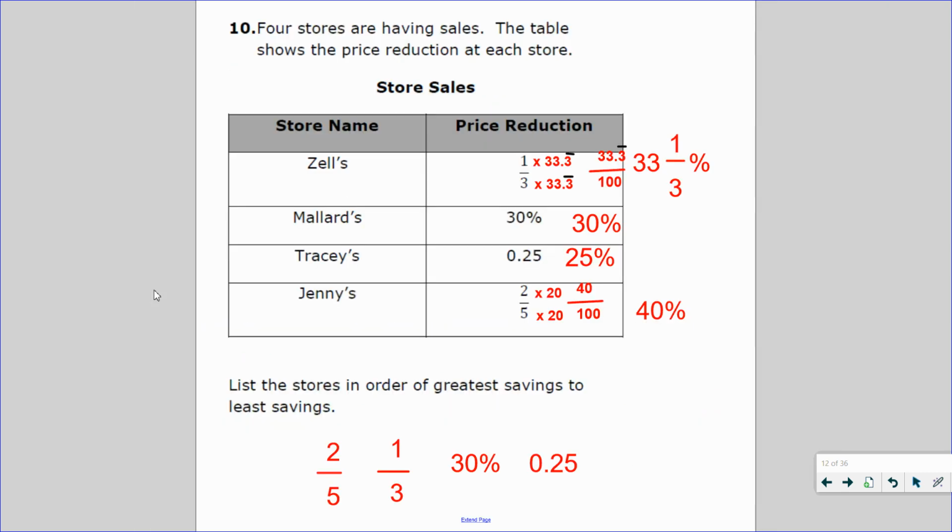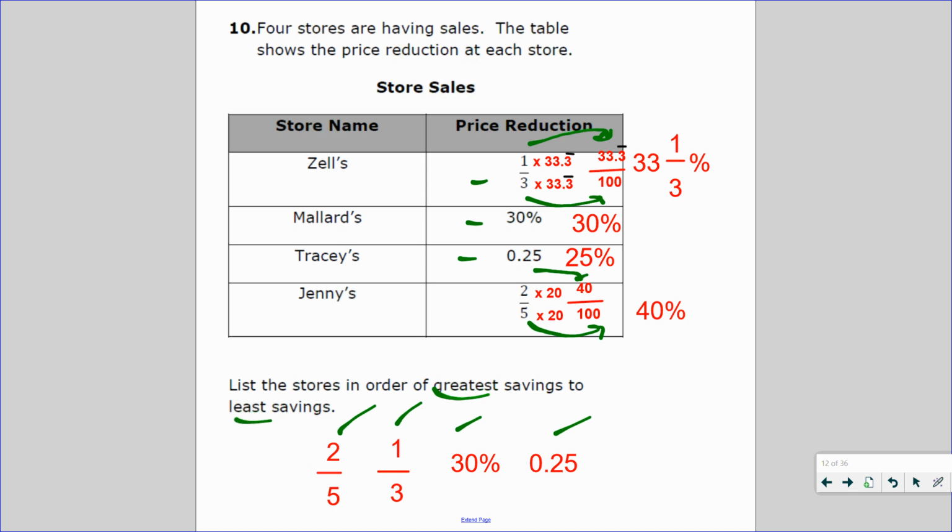4 stores are having a sale. Put them from greatest to least. Well, this is 30%. This is 25%. A third. The relationship from 3 to 100 is times 33.3 or 33 and 1/3%. And 2/5, the relationship is times 20, that's 40%. So the greatest one is 40%, 2/5, then 33 and 1/3, then 30% and 25%.